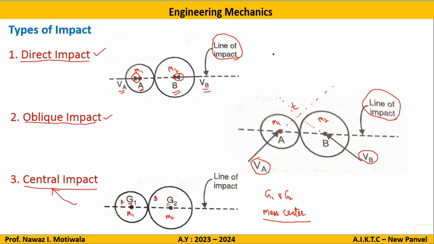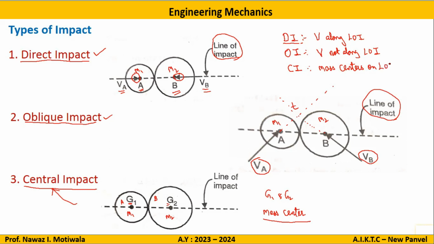Now again I will summarize the types of impact. The first one we saw was direct impact, in which the velocities are along the line of impact. The second type is oblique impact, wherein the velocities of the colliding bodies are not along the line of impact. And the third type is central impact, wherein the mass centers are on the line of impact.